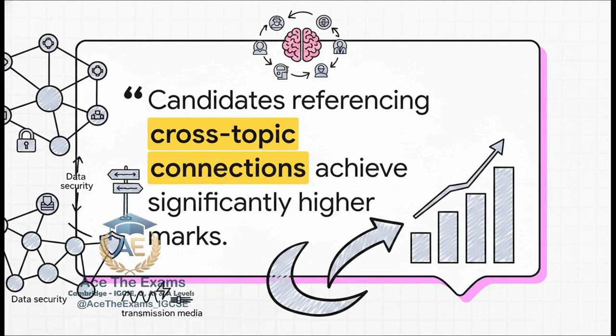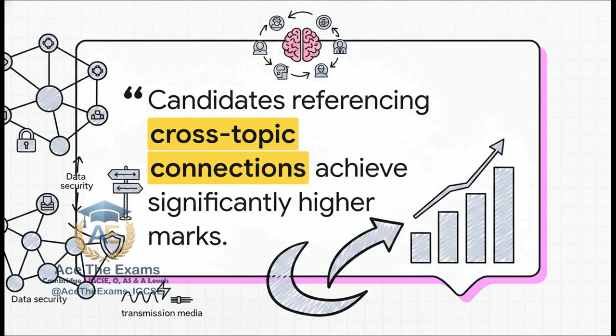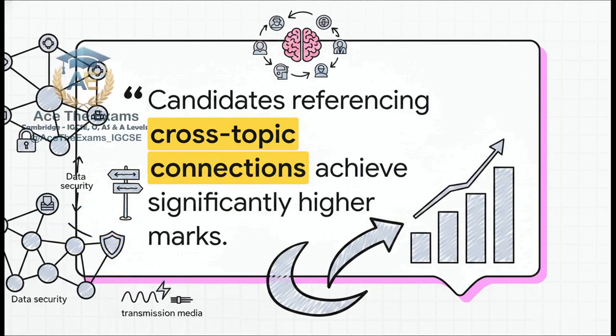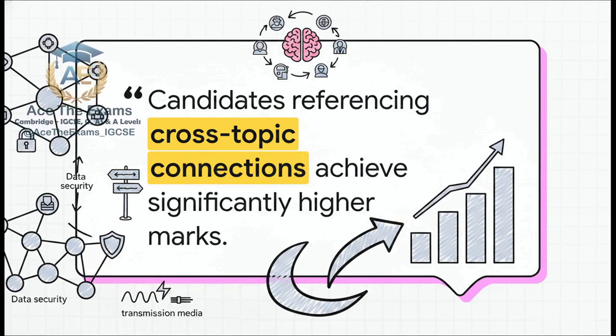To do this, top students use the PEEL framework: point, evidence, explanation, link. You make your point about the topology, provide evidence from the scenario, explain the technical impact, and link it back to a broader syllabus concept like network security.